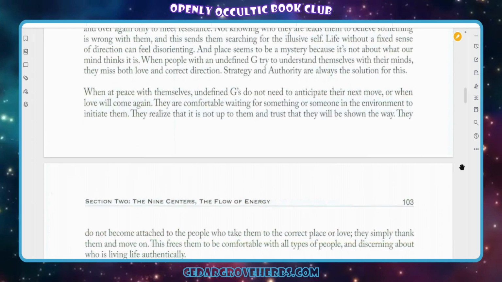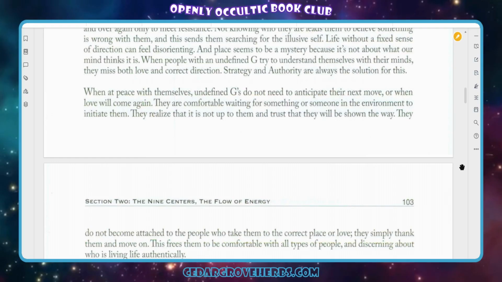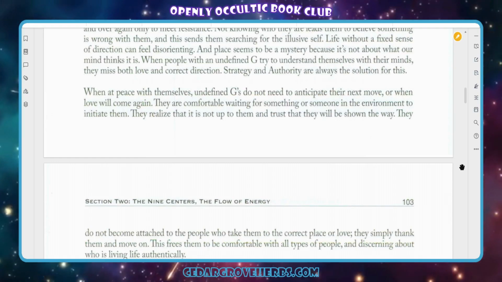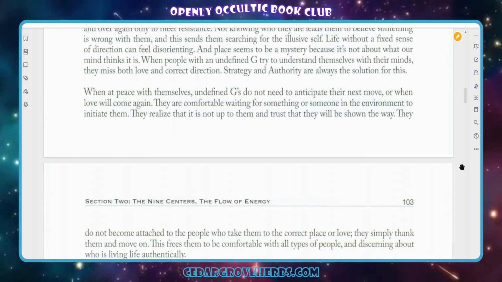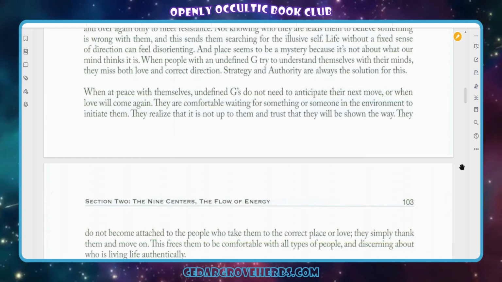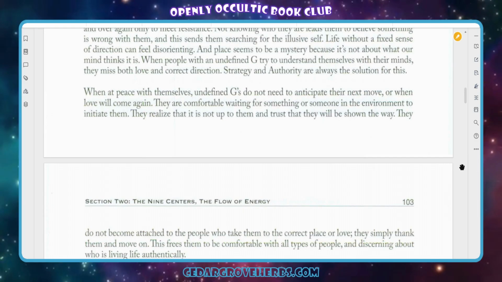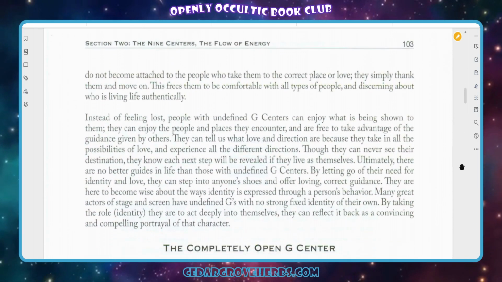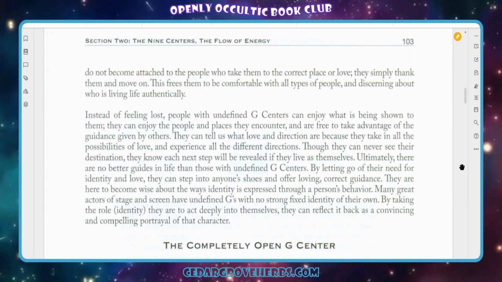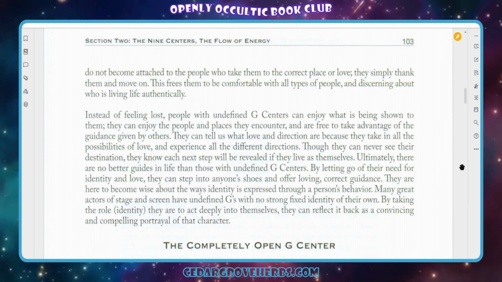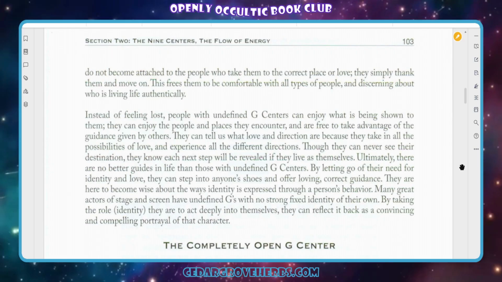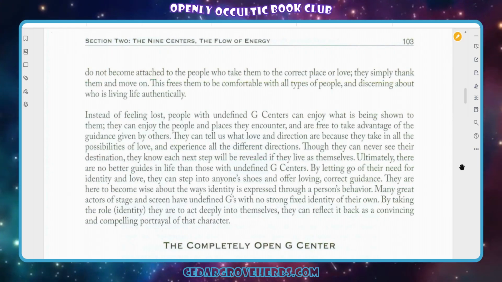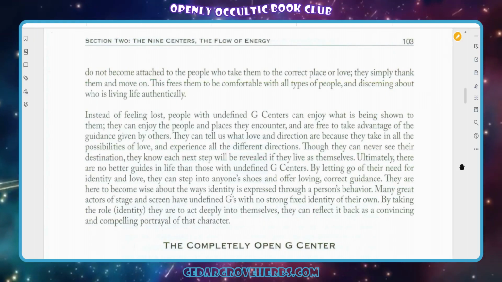When at peace with themselves, undefined Gs do not need to anticipate their next move or when love will come again. They're comfortable waiting for something or someone in the environment to initiate them. They realize that it's not up to them and trust that they'll be shown the way. They do not become attached to the people who take them to the correct place or love. They simply thank them and move on. This frees them to be comfortable with all types of people and discerning about who is living life authentically.